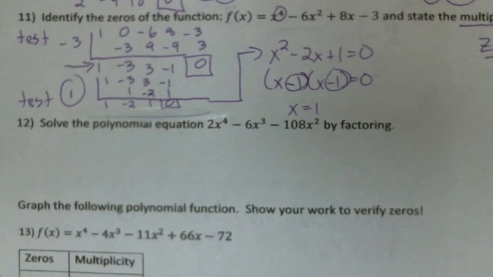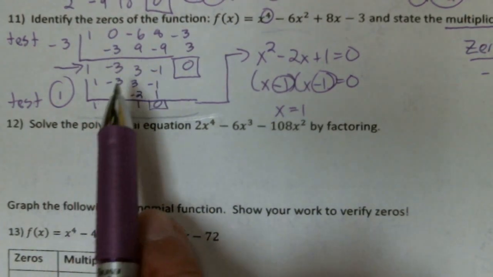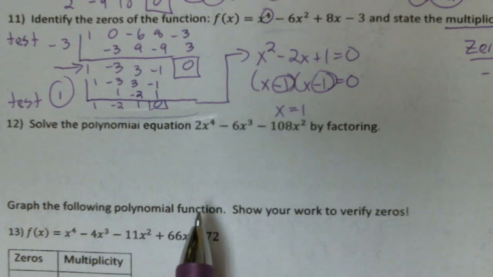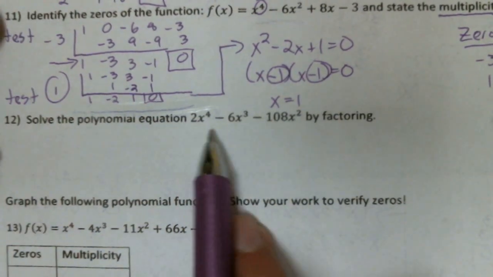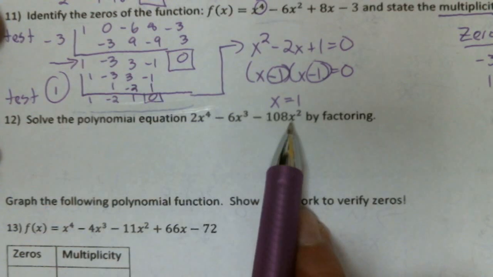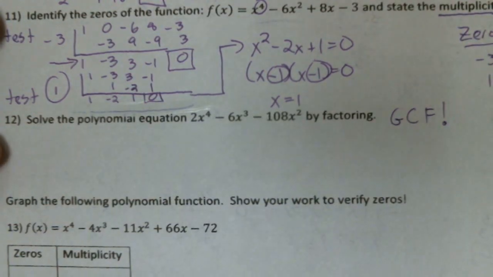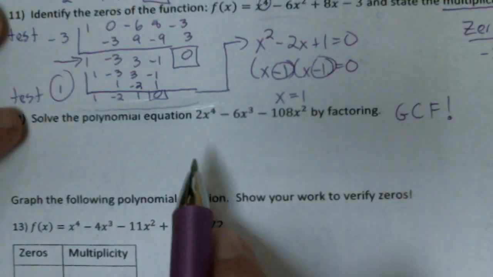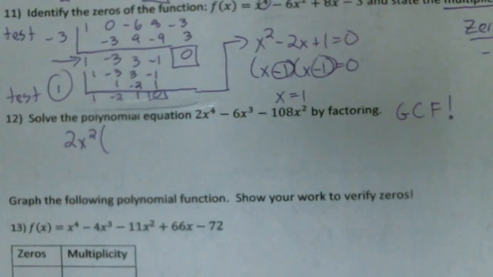Okay, number 12 says solve the polynomial by factoring. Okay, you could still use synthetic division and you'll get the same answer. However, a lot of times it's going to be easier if we look to see if we can factor it first. That'll save us some time. So what do you notice about all 3 of these terms? They all have x's in them. They actually all have x squareds. So I can pull out a GCF. Let's pull it out. And they're also all divisible by 2. So I can actually pull out a GCF of 2x squared.